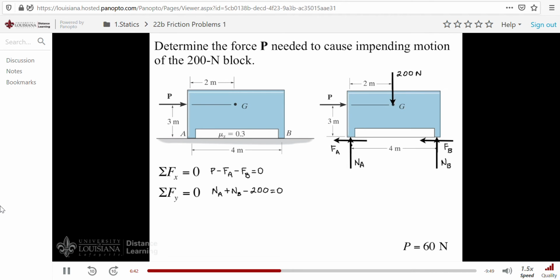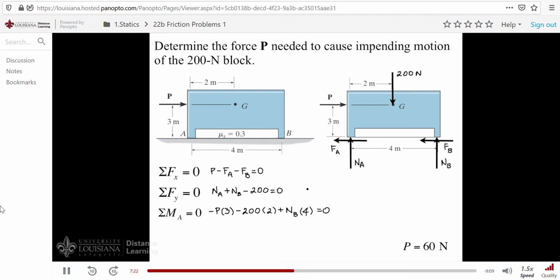I'll take moments around point A to eliminate these two forces. If I do that, I have minus P times 3. I also have minus 200, the moment arm there is 2. And finally, we have plus N sub B times 4, all equals 0. Now, if you notice, we have 5 unknowns in these 3 equations, so we need 2 more equations to solve.